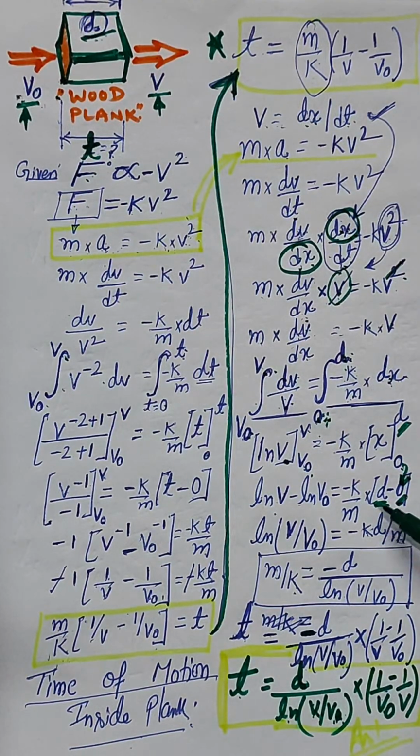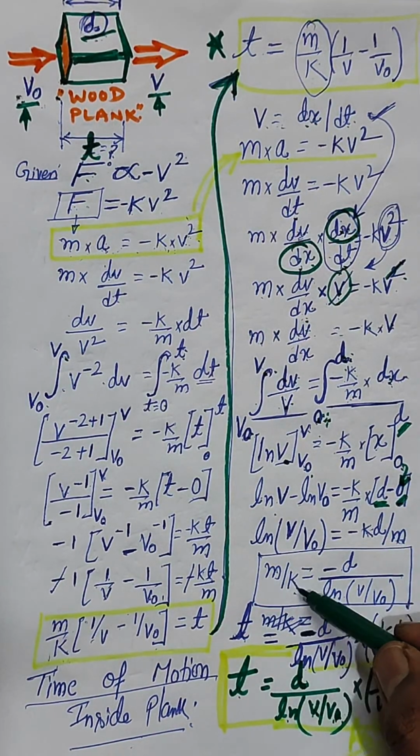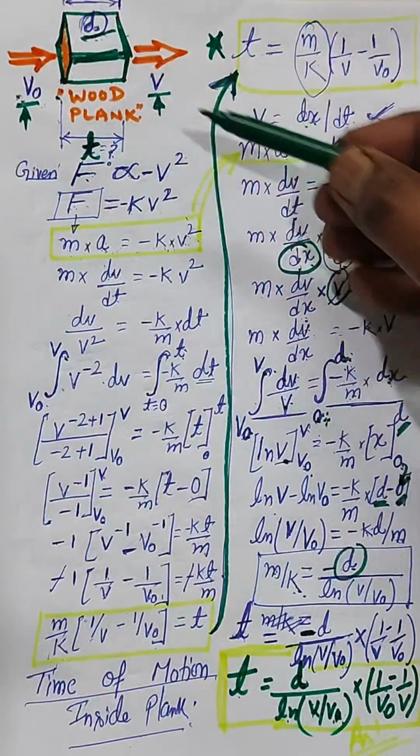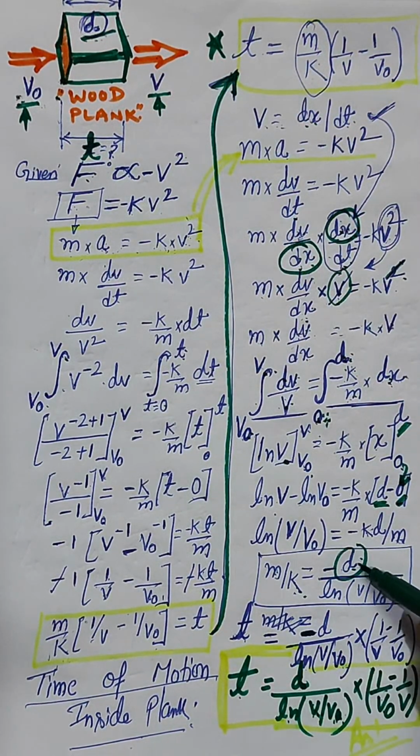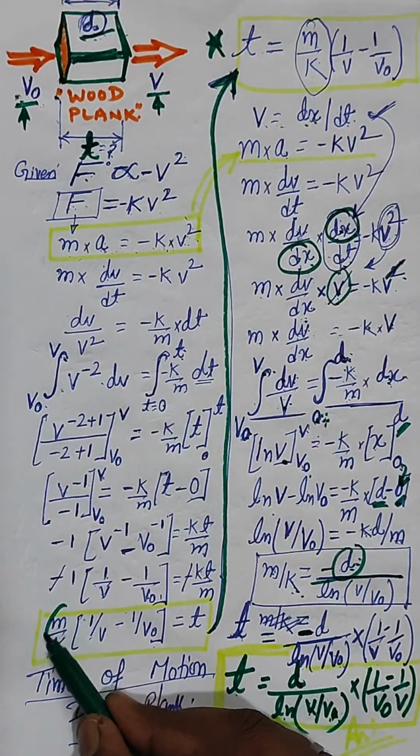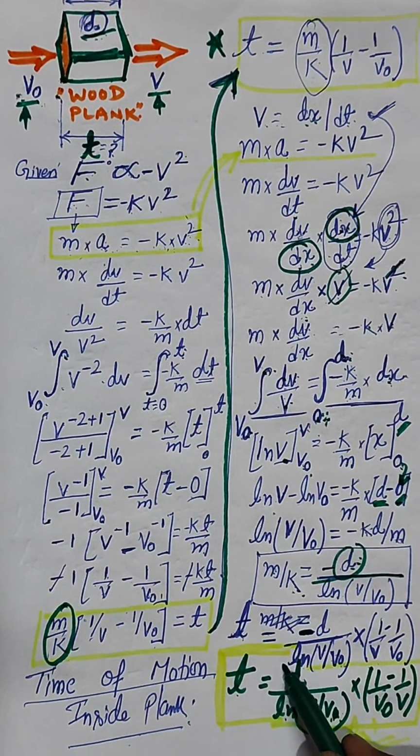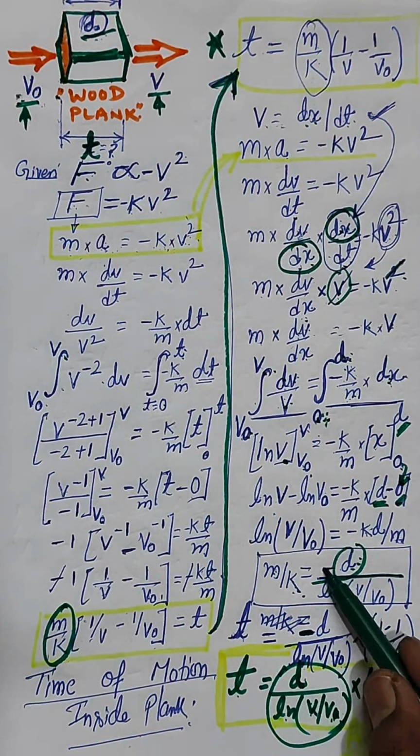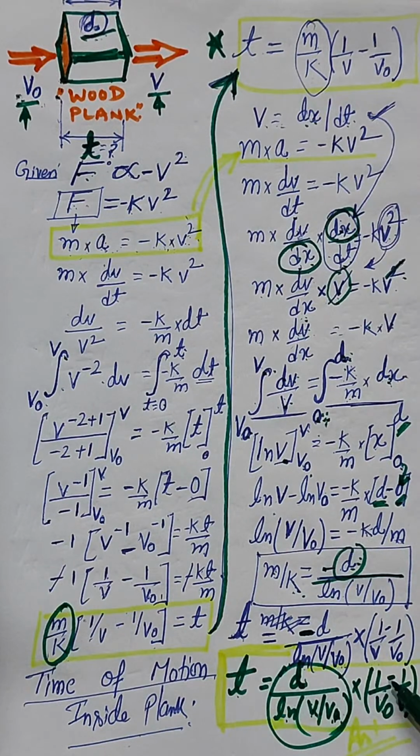So finally we get a relation, we get the value of m by k in terms of distance, that means the thickness of the plank d, and we get m by k as minus d divided by ln of v by v0. Now in the formula for the time only d was missing, so we replaced m by k with this, that is d by ln of v by v0, and the negative sign is compensated inside the bracket, and instead of 1 by v minus 1 by v0, it becomes 1 by v0 minus 1 by v, my dear friends.